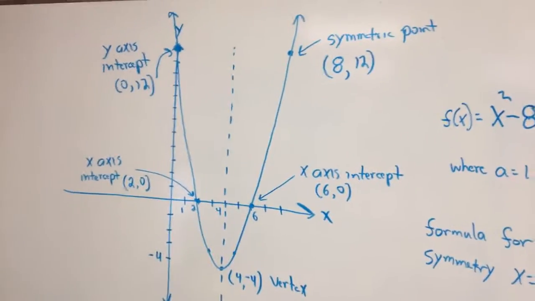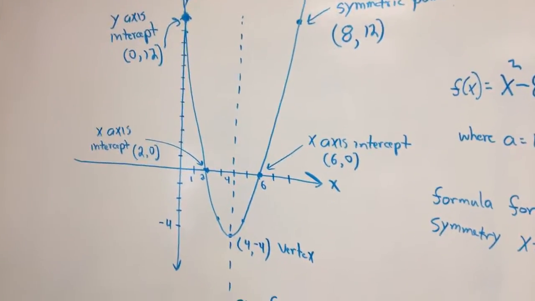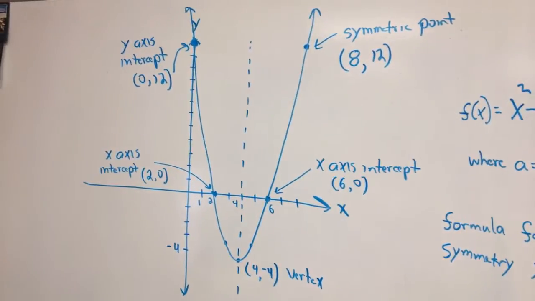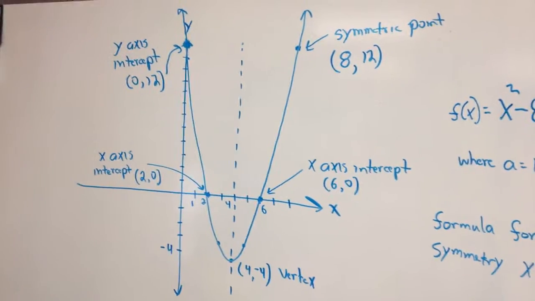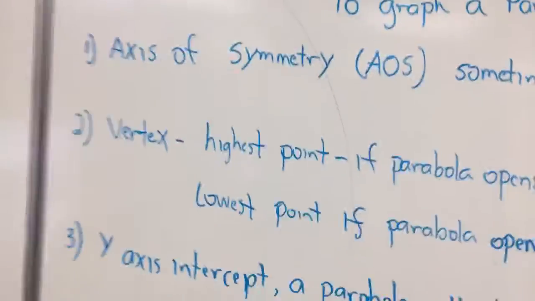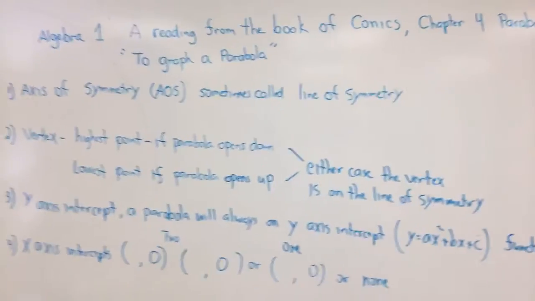Those are the pieces I want. I want an axis of symmetry, I want a vertex, I want x-axis intercepts, and I want a y-axis intercept. Now let's look at the mechanics of how we actually got that. So here's the stuff that I need, and this is how I got it.